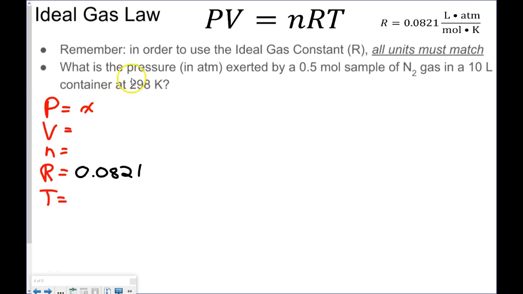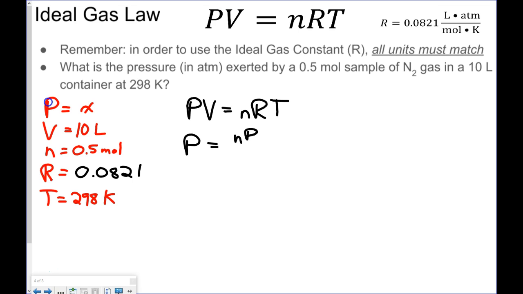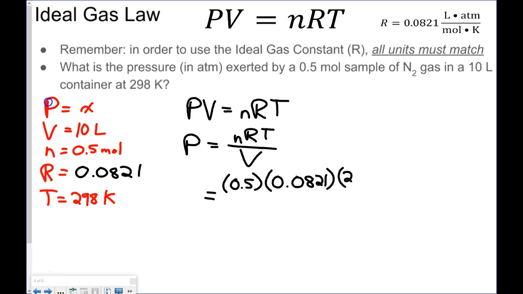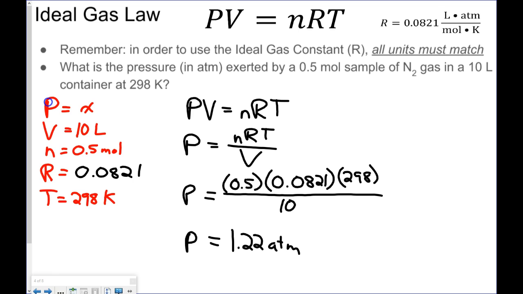So my pressure is going to be my unknown. That's what I'll be solving for. My n is going to be 0.5 moles. It's going to say 0.5 mole sample of nitrogen gas. My volume is going to be 10 liters, and the temperature is going to be 298 Kelvin. Now I can derive what I need. Pressure is nRT over V. I'm solving for that. Now I can plug in the numbers: 0.5, 0.0821, that's R, 298, and divide that by the volume of 10. That's going to work out to be a pressure of 1.22 atmospheres. Remember, to use this value of R, I need to make sure everything matches there.